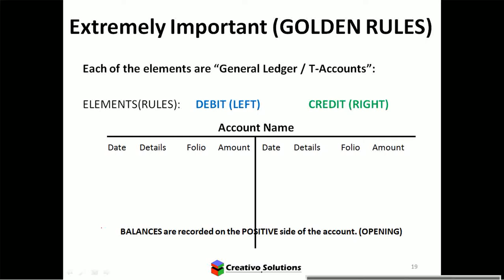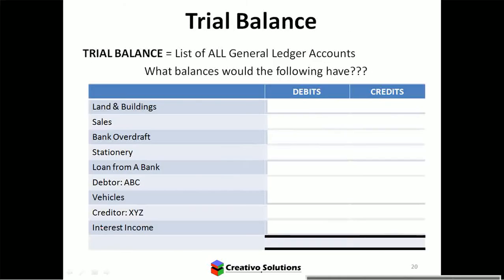Balances are recorded on the positive side. Always on the positive side. Because balances represent the account having something to start with. Right, so if bank has something to start with, will it be debited or credited? Debited, okay, because then you've got something to start with. Right, doesn't matter what it is, even a liability.